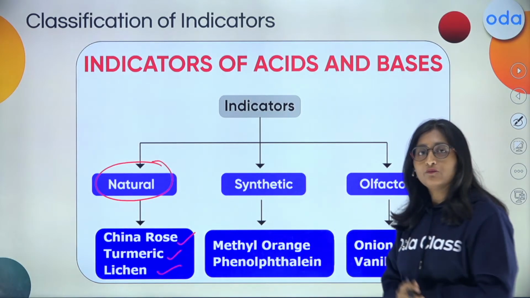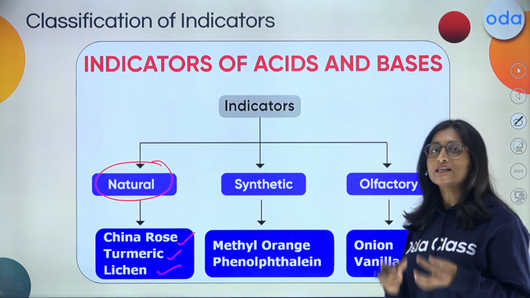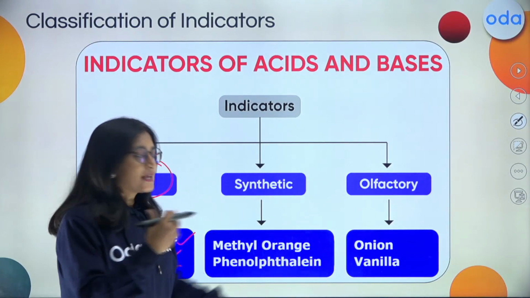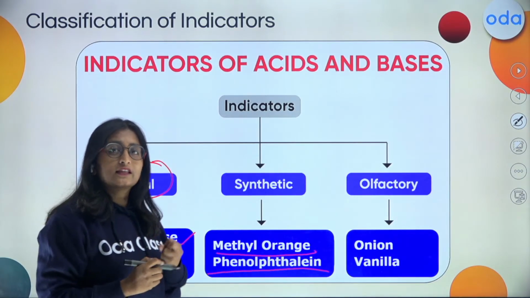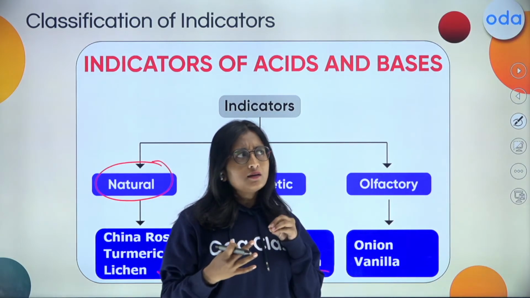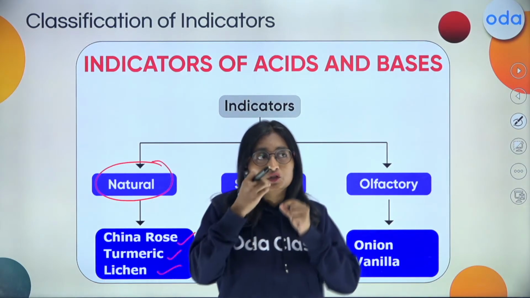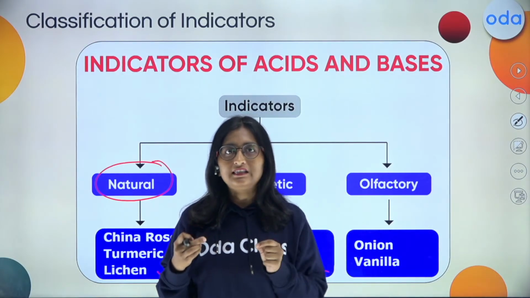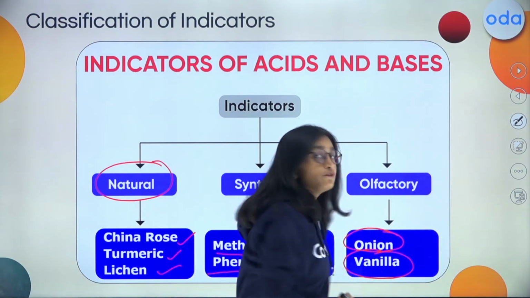And in the other segment, they are going to be synthetic indicators. Those synthetic indicators originate from chemical sources, such as methyl orange and phenolphthalein. And along with this, you will be amazed that we can indicate acid and base on the basis of olfactory indicators also. Yes, by the sense of smell also, we can find out whether the substance is acidic or basic. So in that case, we have the olfactory indicators such as onion and vanilla.